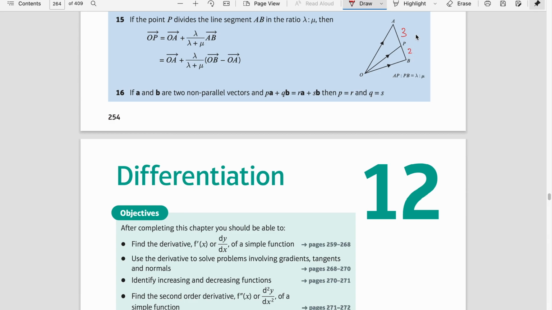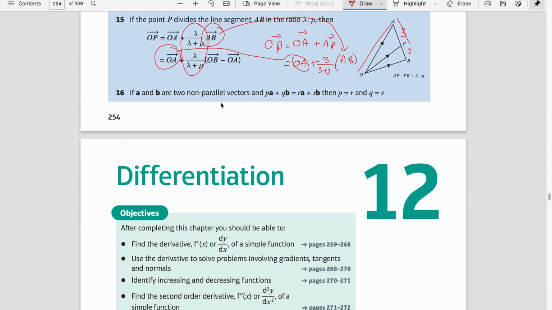If this is 2 and this is 3, so we write OP. We know for OP we can say OA plus AP. OA stays there. Compare it with this thing. OA stays there, but AP is 3 out of 5, which is the sum of 3 and 2, of the complete length AB. So don't get confused with this lambda and mu. This is just the ratio between them.